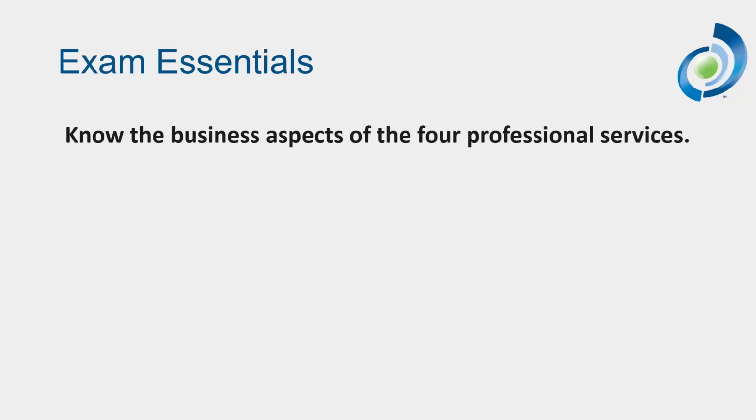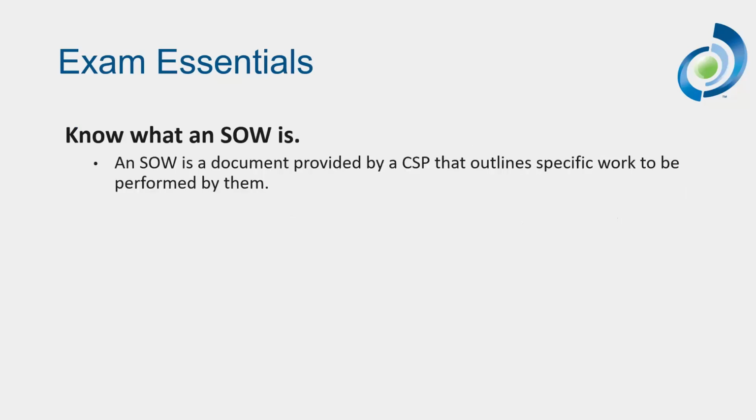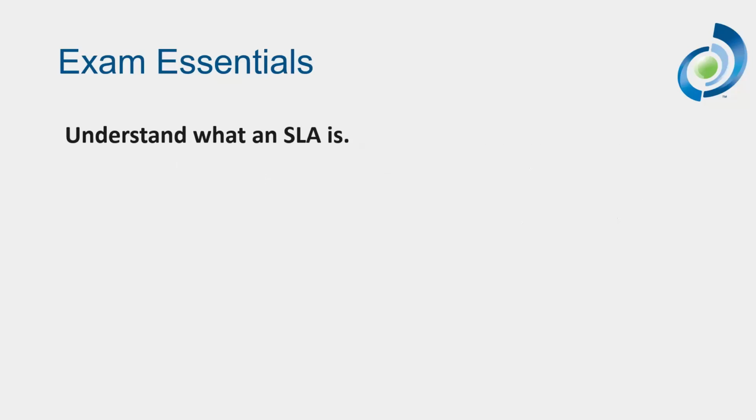Know the business aspects of the four professional services. The four professional services you should be familiar with are TTM, skill availability, support, and managed services. Know what an SOW is. SOW is a statement of work. It's a document provided by a CSP that outlines specific work to be performed by them.